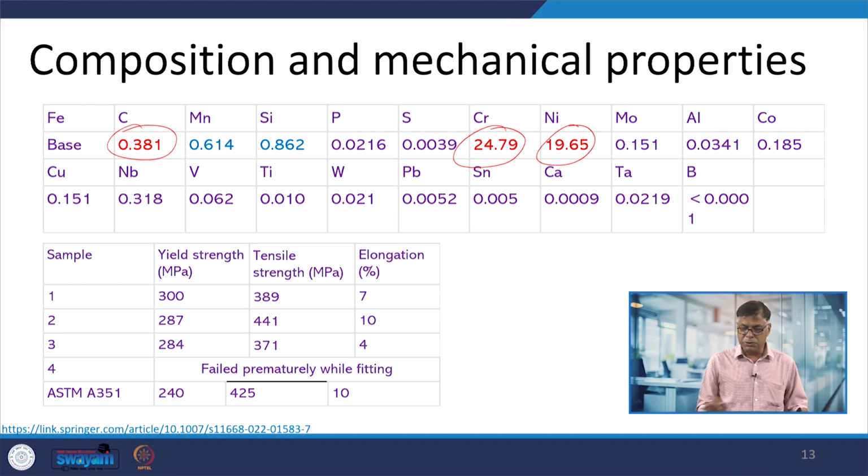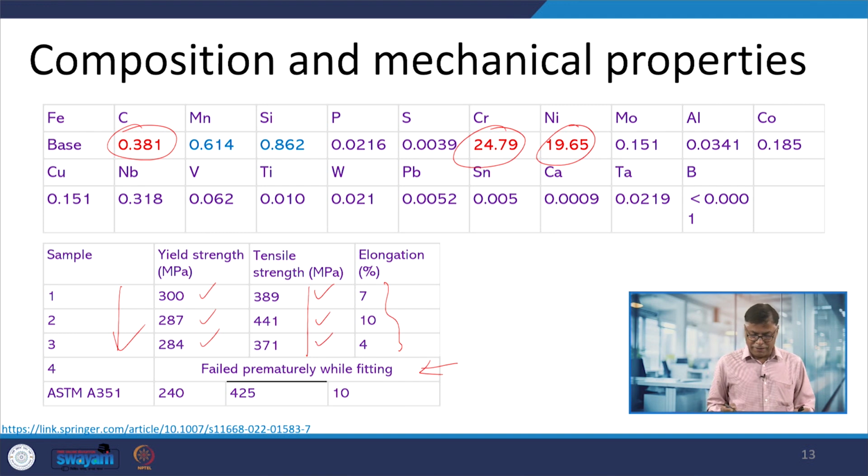So after this compositional analysis, efforts were made to see the mechanical properties of the steel of the component which has failed. For the yield strength, 3 samples were tested, and the yield strength was 300, 287 and 284, and ultimate strength was like 389, 444, 441 and 371. Elongation was 4, 7, 10 and 4. And there is one sample which failed prematurely while fitting, it did not show any strength.